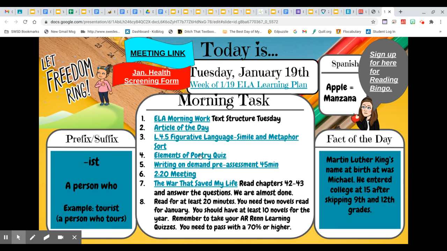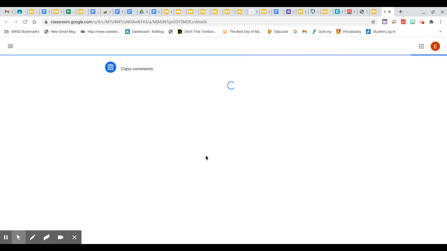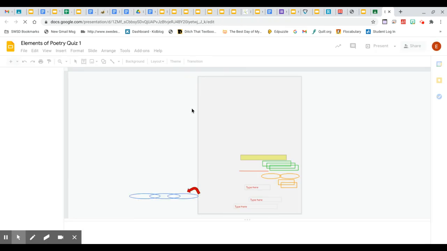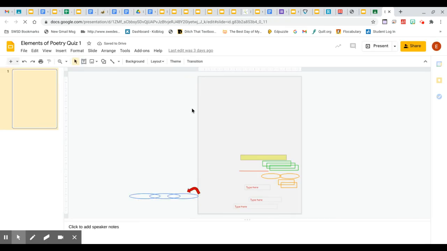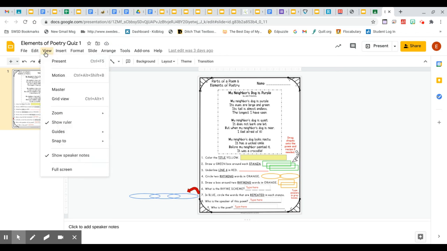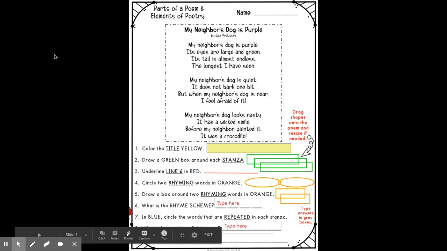All right. After you do the figurative language sort for similes and metaphors, you're going to go to the elements of poetry quiz. So we've been talking about poetry. It's just kind of to make sure that you understand the structure. Okay. So what you're going to do is you're going to go in here.